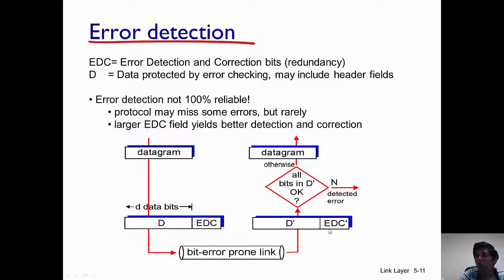But we are not bothered about the error detection and correction bits that much. What the receiver wants in this case is to check if D prime is okay. And when I say that D prime is okay, what it means is: is D prime the same as D? If D prime is the same as D, it will transfer this datagram to the network layer. Otherwise, it would say that an error has been detected. So this is the basic principle through which error detection occurs.